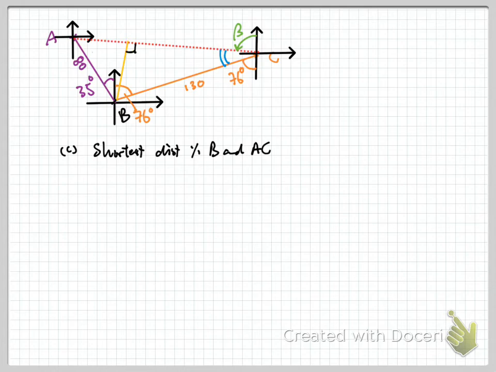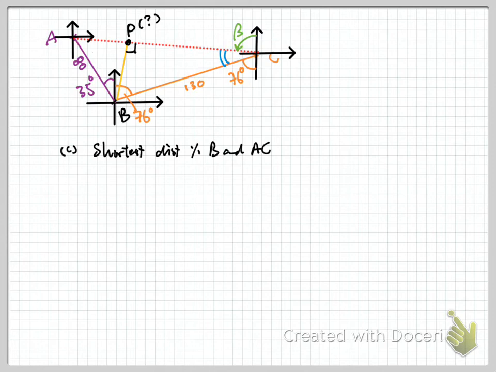Now, the point is, we don't know where this intersection point is. Let me call it P. We have no idea where P is. Now, to do that, there are 2 ways you can do that. One is specific, one is more general.